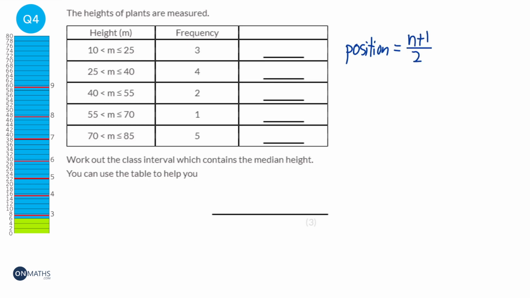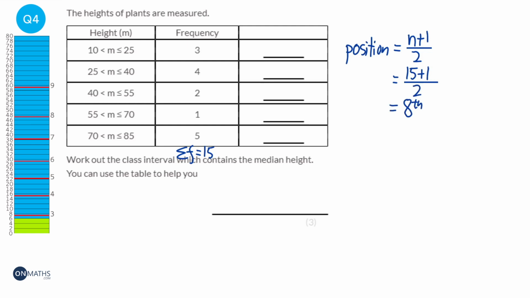So we need to find out what n is, and we do that by adding up all the frequencies there. So let's add those together and you get the sum of f. So those add up to 15. So if you do 3 plus 4 plus 2 plus 1 plus 5, you get 15. And so we've got 15 plus 1 divided by 2. 15 plus 1 is 16, divided by 2 is 8. So the position of the median is in the 8th position.